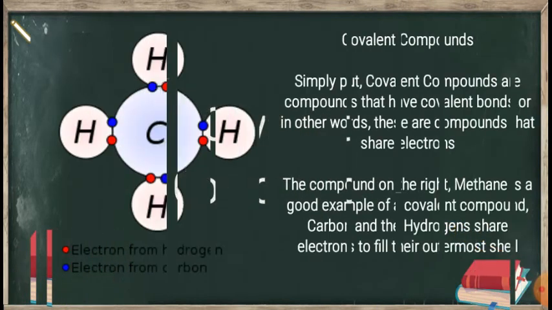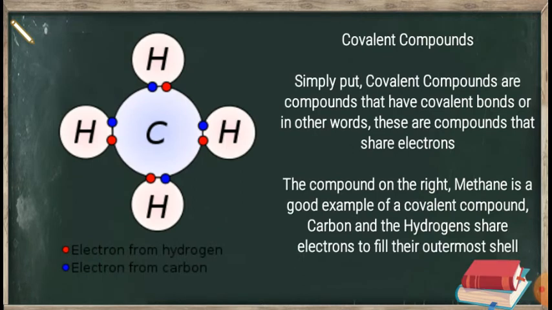Covalent compounds, simply put, are compounds that have covalent bonds. Basically, or in other words, these are compounds that share electrons. The compound on the right, methane, is a good example of a covalent compound. Carbon and the hydrogens share electrons to fill their outermost shell.